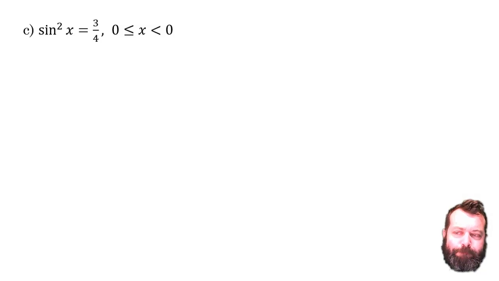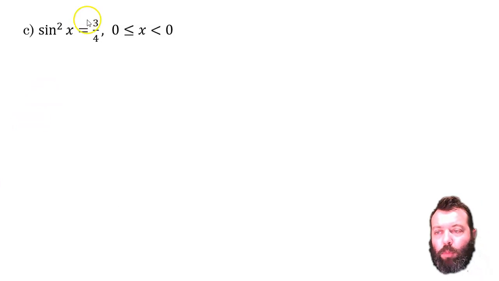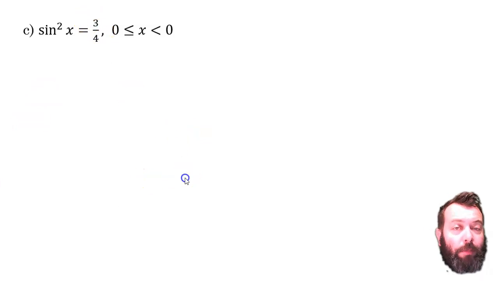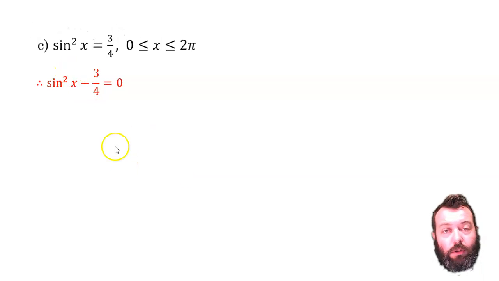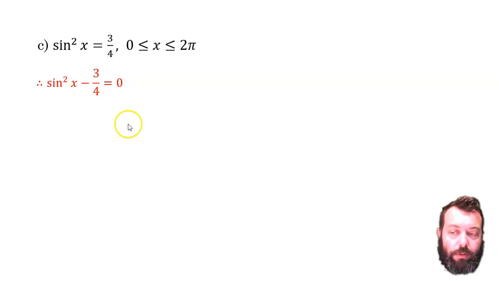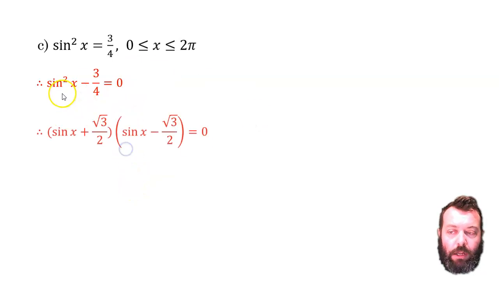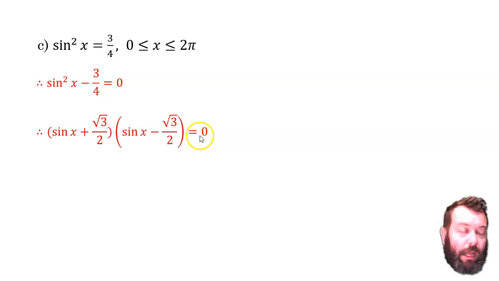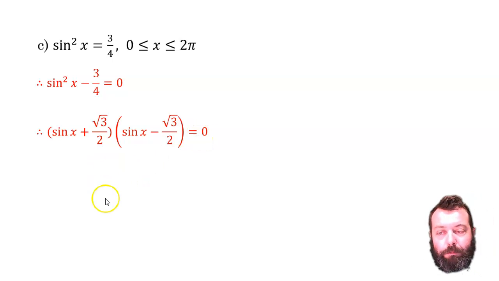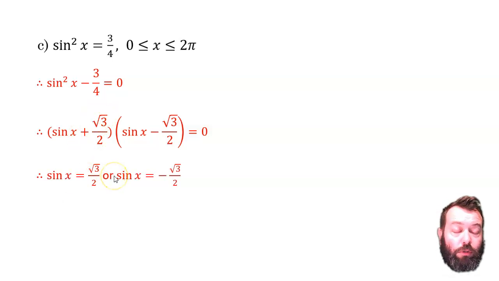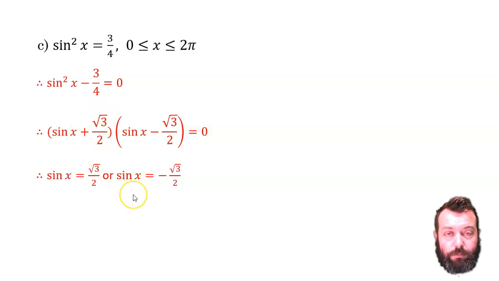Third up here, we've got sine squared. What we're going to do, we could take the square root of both sides. We have to be careful there to make sure we get a plus or minus. My preference is to use the difference of two squares. So I'm going to bring the 3/4 over to the left there. It'll be equal to 0. I'll write that as (a + b)(a − b), if you like, in that form, meaning that sin x is √3/2 or negative √3/2.